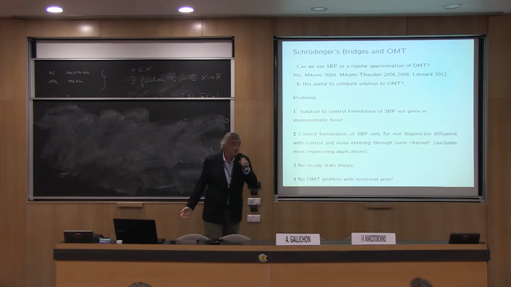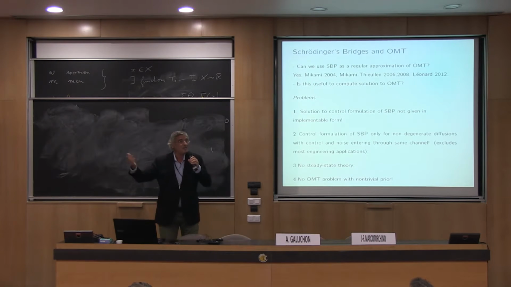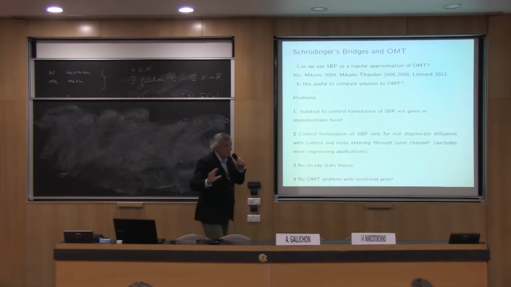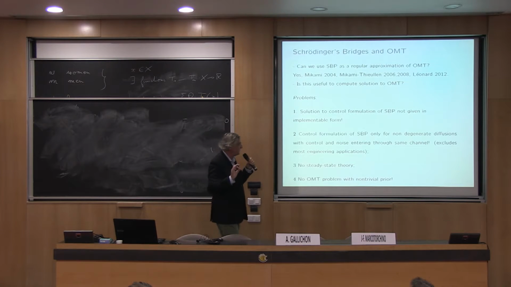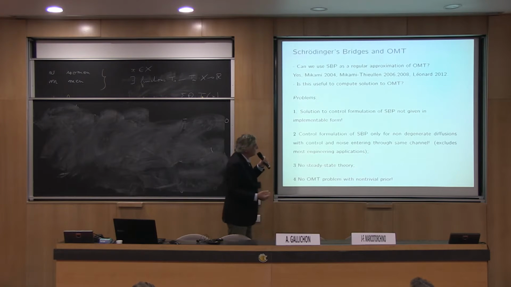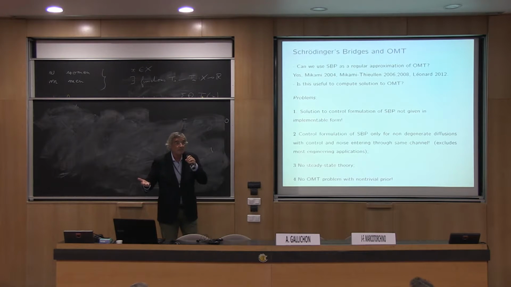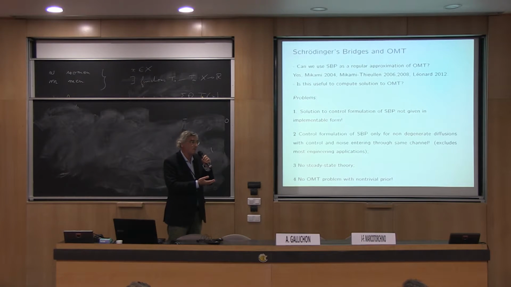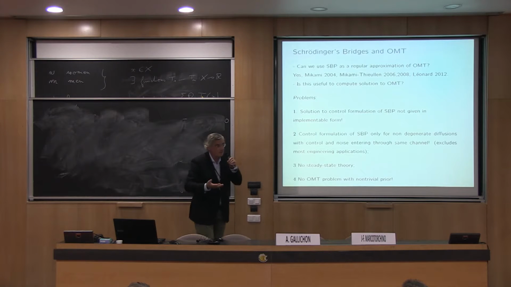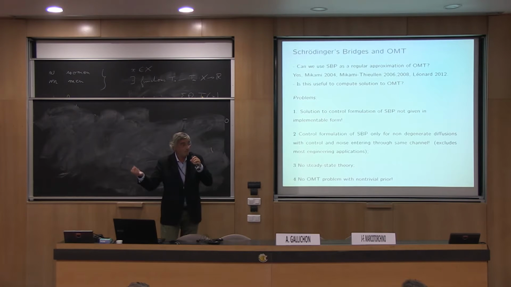No steady state theory. What about if the final marginal is at plus infinity? I want to go asymptotically to a distribution. This "no" is a bit of an exaggeration, I will say. There is piecemeal work here and there, but really very little. And finally, what about optimal mass transport with a non-trivial prior? The Schrödinger bridge problem can have any Markovian prior. What about the optimal mass transport? You know, we know by the convergence that basically it corresponds to the situation when the prior is this uniform measure with vanishing variance. What if it is a general prior?